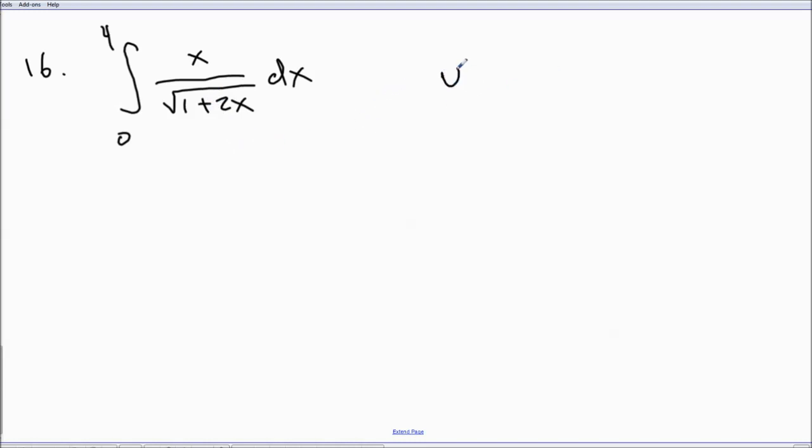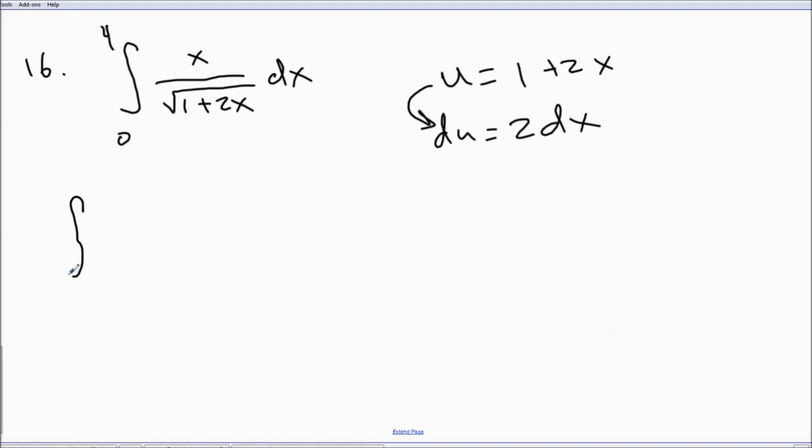First thing we need to do is pick our value of u. I'm going to pick 1 plus 2x, and I don't mean that I'm picking it arbitrarily, I mean that this is what it has to be. I think you'll see why in just a second. So then our du, if we do that, is 2 dx, remember, taking a derivative. And now we're going to try to make a substitution. So let's see what happens when we do that.